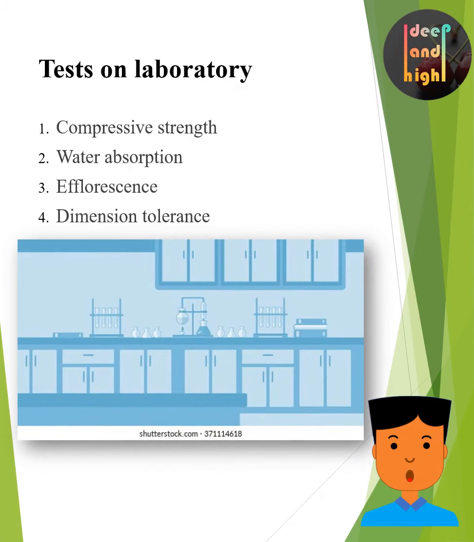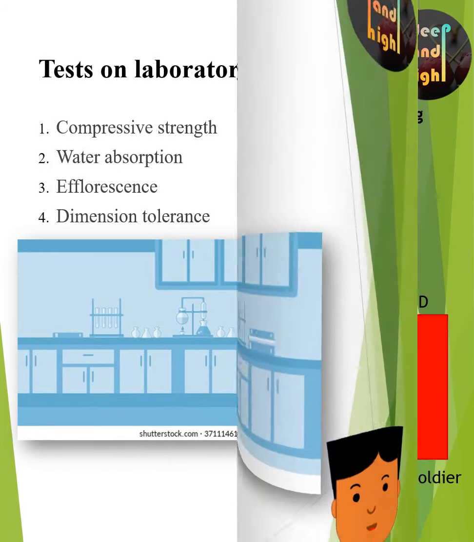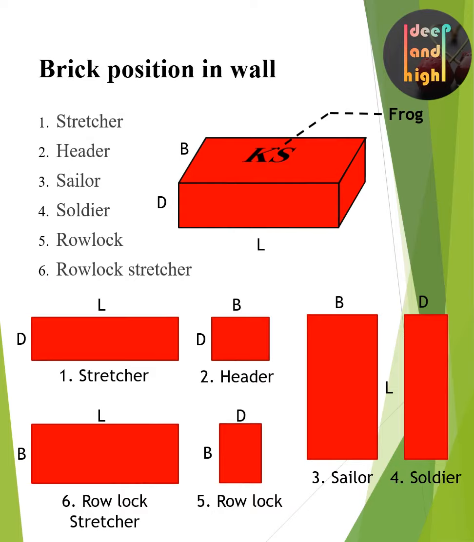Compressive strength, water absorption, efflorescence, and dimension tolerance of brick samples are tested in the laboratory, to determine exact results from the brick samples. Bricks in varying positions have varying names, such as stretcher, header, sailor, soldier, roll-lock, and roll-lock stretcher. And the images are given below.